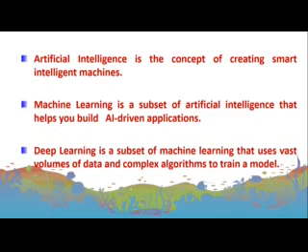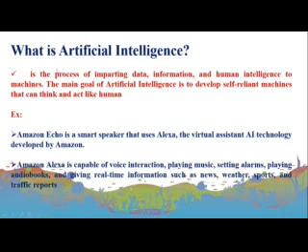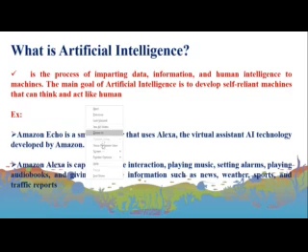Now, what is AI? Artificial intelligence is a process of imparting data, information, and human intelligence to machines. The main motto of AI is to develop self-reliant machines that can think and act like a human. Let's see a real-time example.